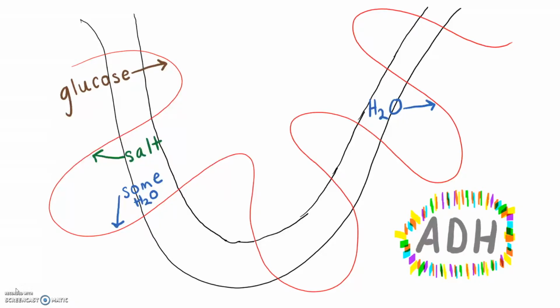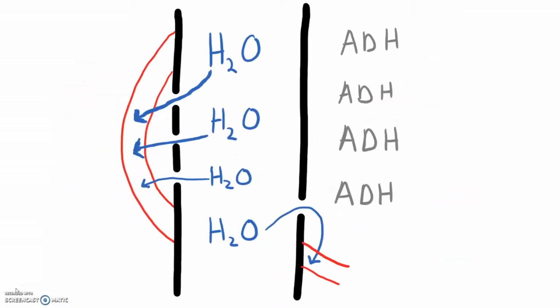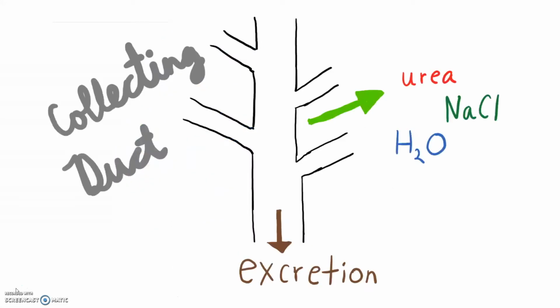Antidiuretic hormone determines the amount of water reabsorbed. ADH determines how permeable the walls of the nephron are. Less ADH means that the walls of the nephrons are less permeable, so less water is reabsorbed and more is lost in urine. More ADH means that the walls of the nephrons are more permeable, so more water is reabsorbed. In the collecting duct, some more reabsorption occurs, then the final product is excreted.